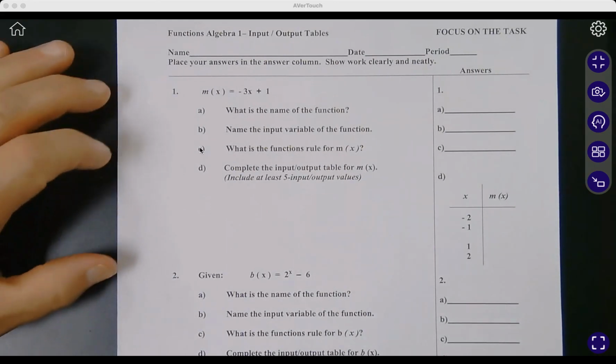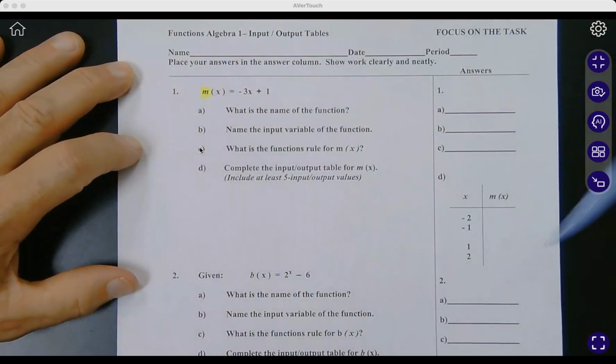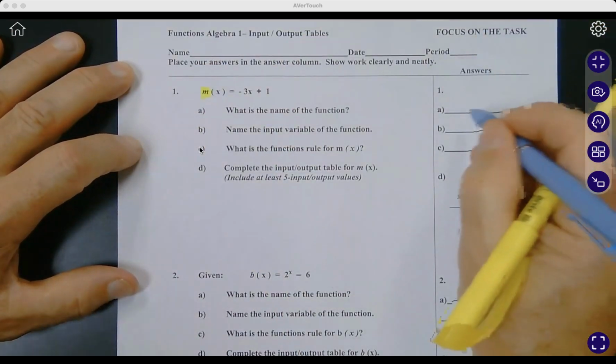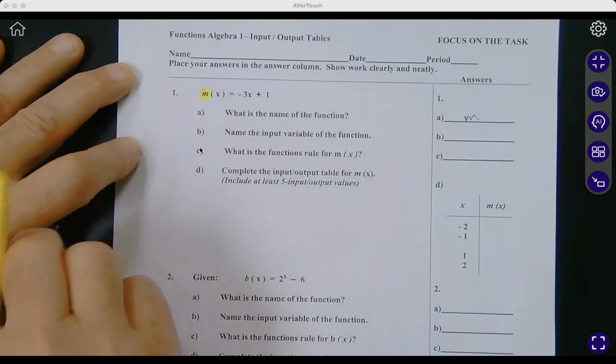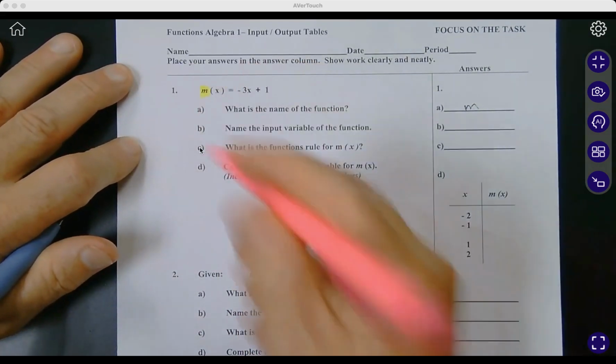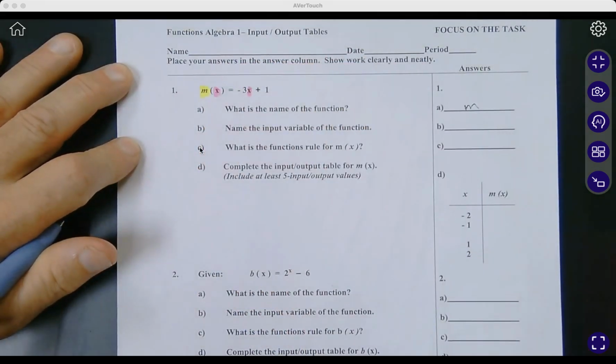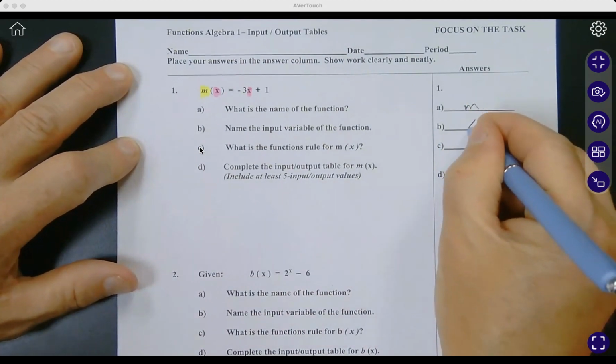So what is the name of the function? The name of the function is that letter in front. So the name of this function is M. The input variable is shown in two places. It's shown here. So M of X is how we read that. And it's also in the rule right there. So the input variable is X.